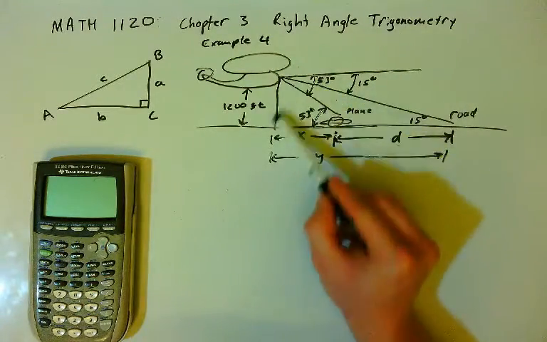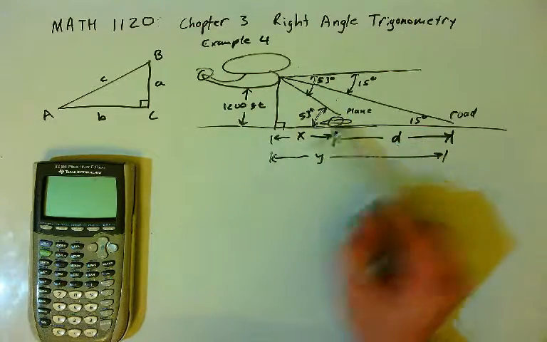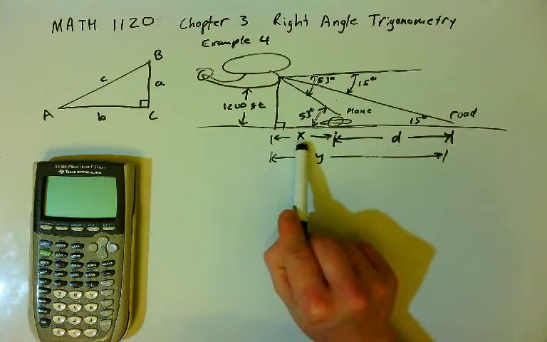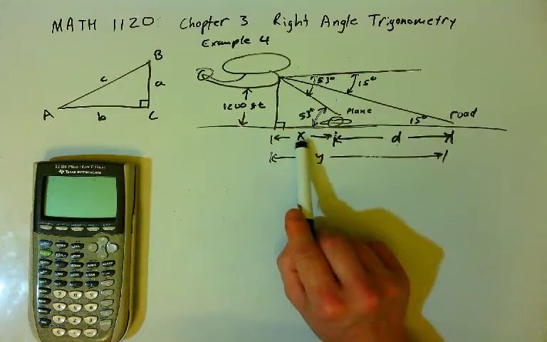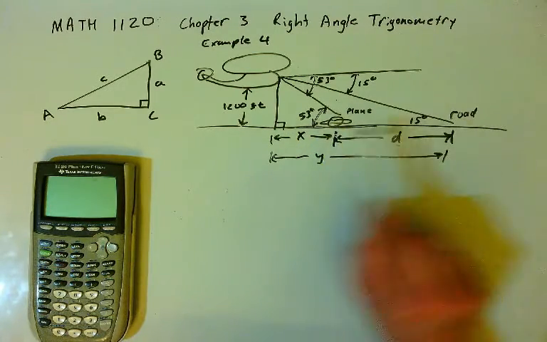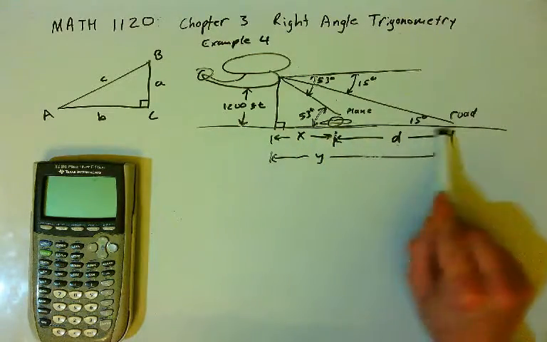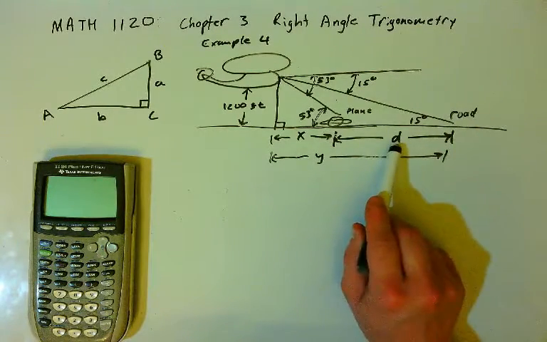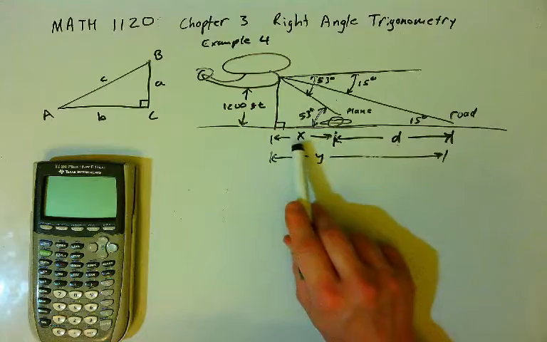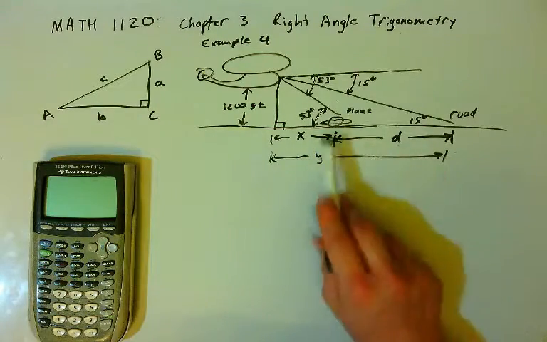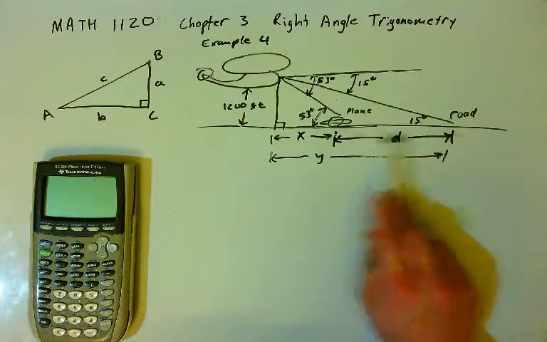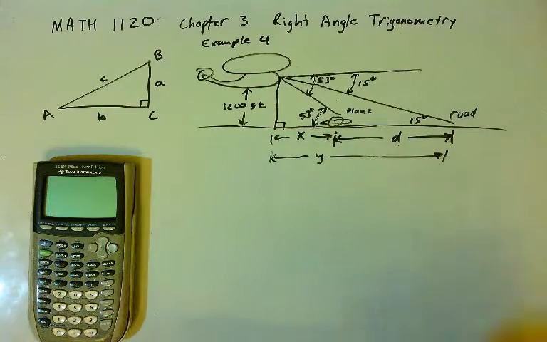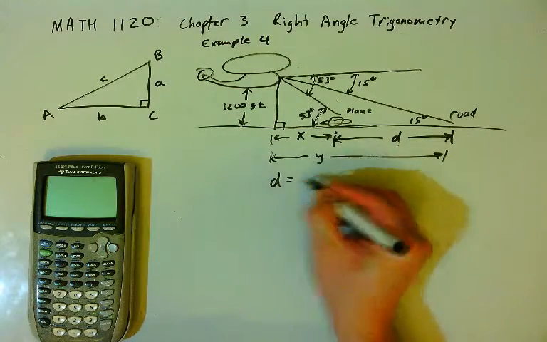Let's start by looking at the smaller triangle. We want to find distance x. If we know distance x, which is the short side of this triangle, and we know distance y, which is the long side of this bigger triangle, we can find distance d by taking y minus x. Whatever y is, if we take away x, we will be left with d.